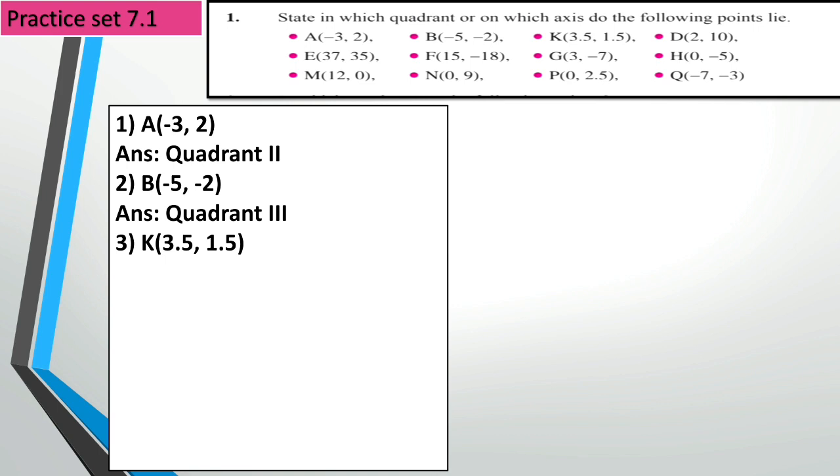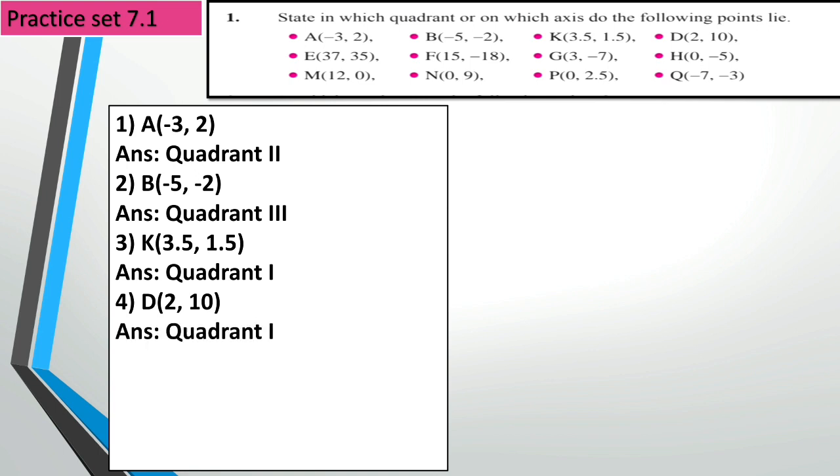The third one is given, the point K, (3.5, 1.5). Both the numbers are positive. If both the numbers are positive, then it will lie in the first quadrant. The fourth one is given, D, (2, 10). Again both the coordinates are positive. Then it will lie in quadrant 1. The fifth one is given, point E, (37, 35). These two numbers are also positive. Again it will lie in quadrant 1.